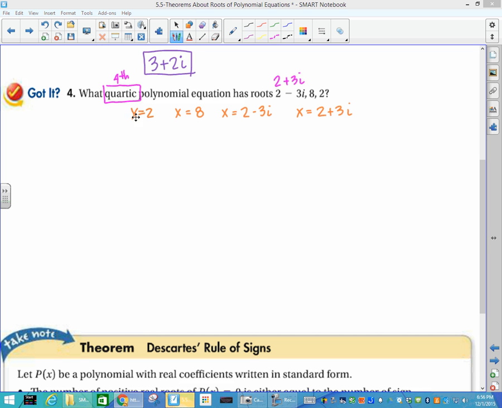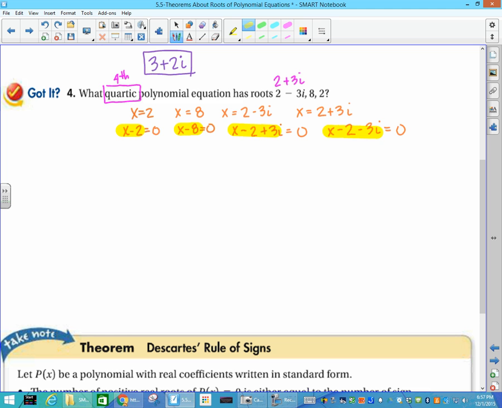And then we had to get the factors from that. So we set all those equal to 0. So this factor is x minus 2 equals 0. This is x minus 8 equals 0. This is x minus 2 plus 3i. That's the factor. And this is x minus 2 minus 3i. So notice how those changed. Like I said, we've done this before, so you know that these are the factors of our polynomial. See how they all have an x in them.